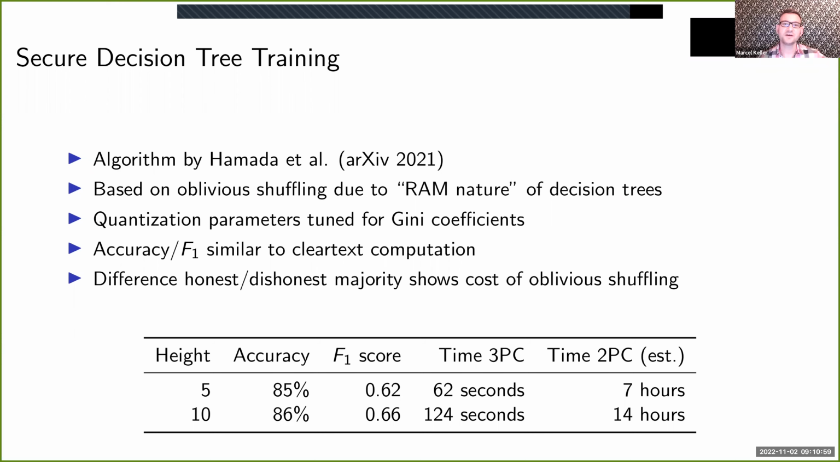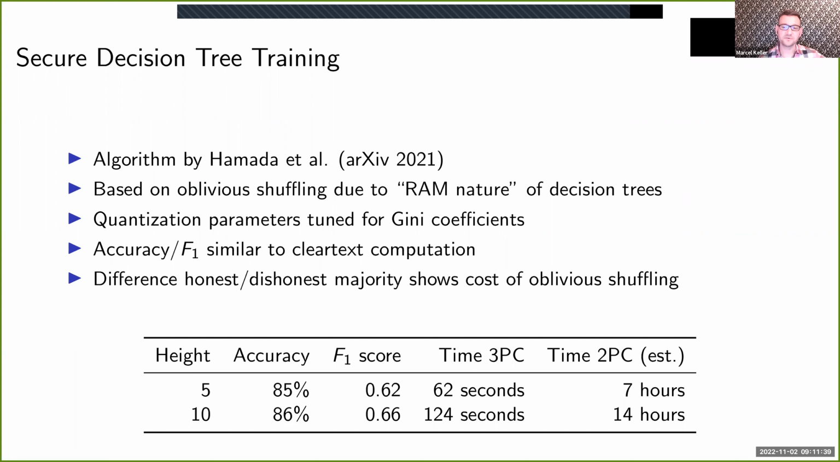So that's RAM, or random access memory. And it's well known that random access memory is very expensive to achieve in MPC. So I think this is a case where this very neat protocol and very neat use of oblivious shuffle demonstrates for me the beauty of MPC, of finding these solutions that aren't entirely one-to-one translated from clear text computation.